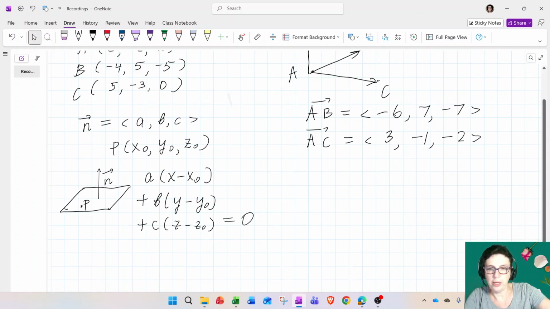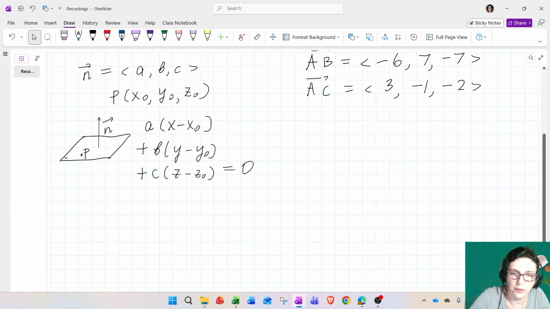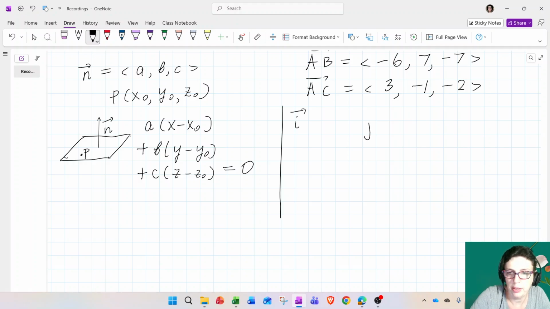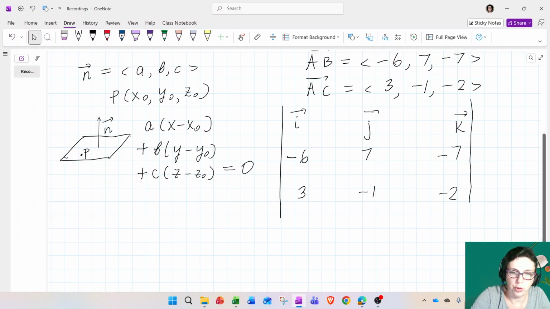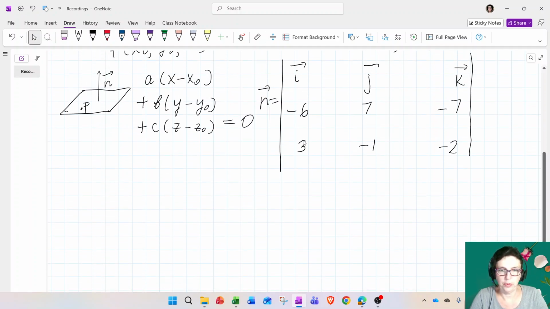Okay. Finally, we want to find the normal vector. We want to find the cross product. So this is going to be i, j, and k. And by the way, the order here doesn't matter because you can change the sign of the whole thing, but then you can divide by a negative. So in the end, it'll be the same. So this is what we got, right? So this is our normal vector. This is our n.